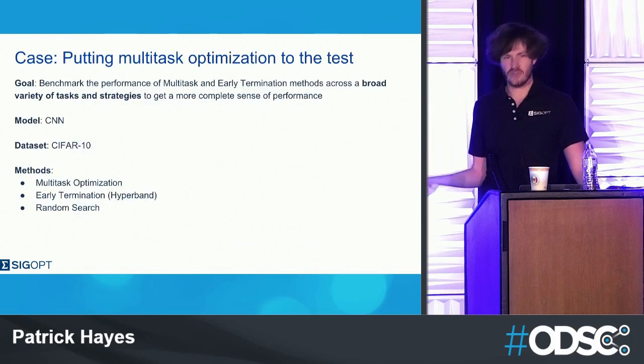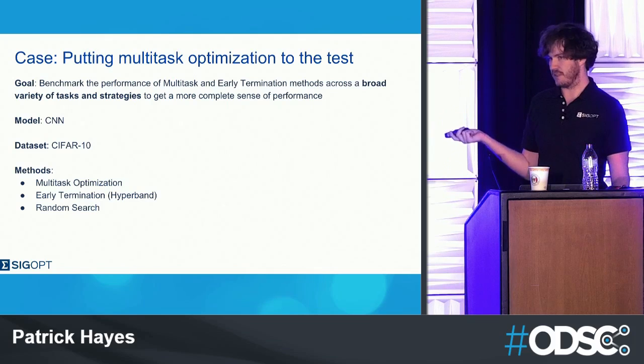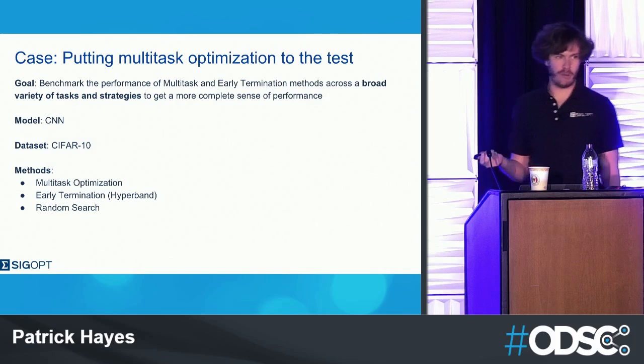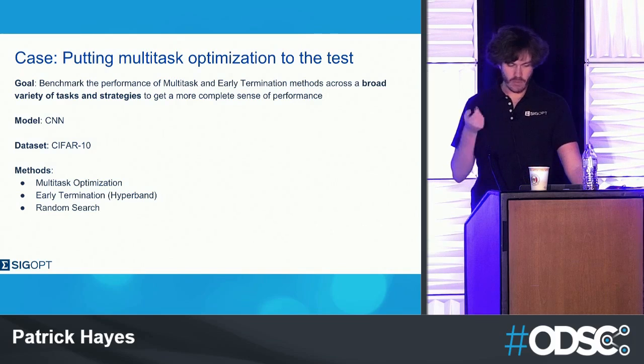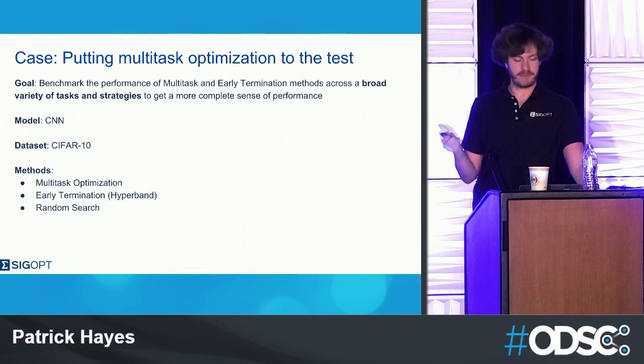So the research from the University of Freiburg was a great inspiration for us, but we wanted to use this opportunity to benchmark the performance of these methods in an applied setting. So we could make good recommendations to our customers about which of these models is going to perform best for their use case. So recall that for multitask optimization, the goal is not strictly to find the best solution, but to find a good solution in a greatly reduced amount of time.